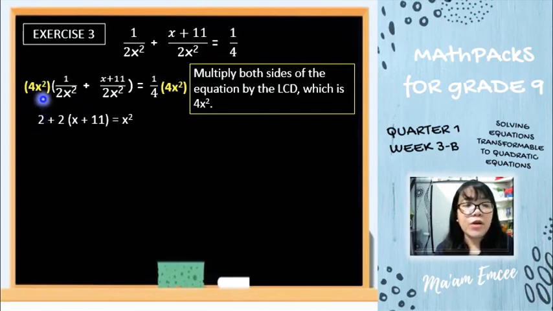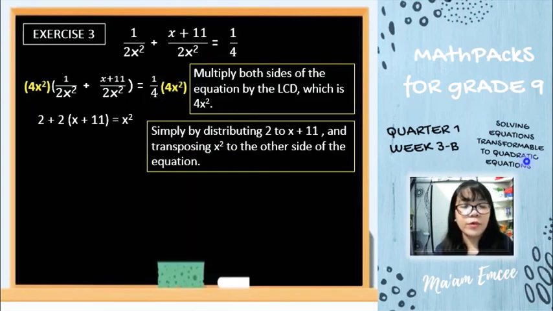Next, 4x squared times x plus 11 over 2x squared. Again, we can just cancel out the x squared. And then 4 divided by 2 is equal to 2 times x plus 11. So enclose x plus 11 in a parenthesis. That is to denote that 2 is being multiplied to x and 11. And then this is equal to, 4 divided by 4 is just equal to 1. So what is left is x squared.